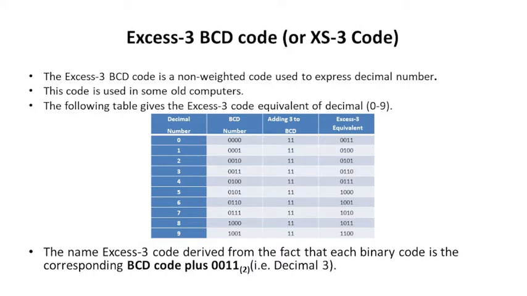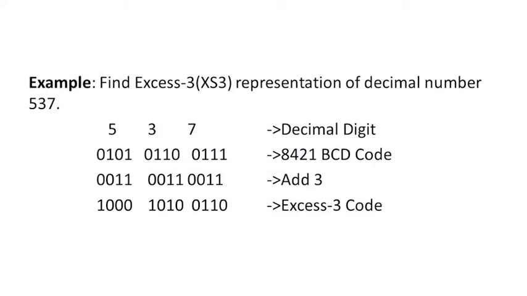For example, if the BCD number is 0000, the XS3 equivalent of that BCD number is 0011. We just need to add 3 to the BCD number. The name XS3 code is derived from the fact that each code is the corresponding BCD code plus 0011, that is the decimal 3.